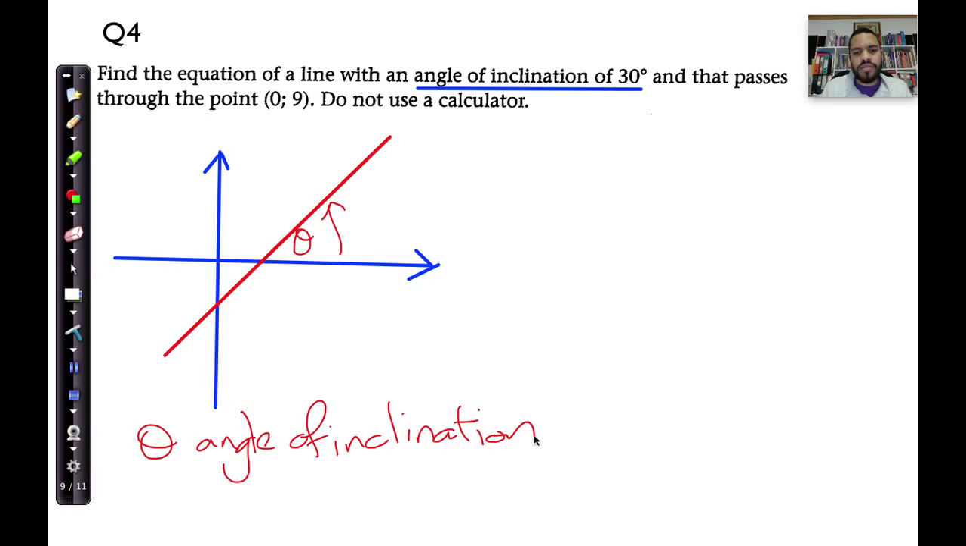Theta is the angle of inclination. So what do we define the angle of inclination to be? The angle of inclination is the angle that a line makes with the positive x-axis. If I had another line, let's make a green line over here, then that line's angle of inclination is from there to there. Let's call it alpha, that will be that one's angle of inclination.